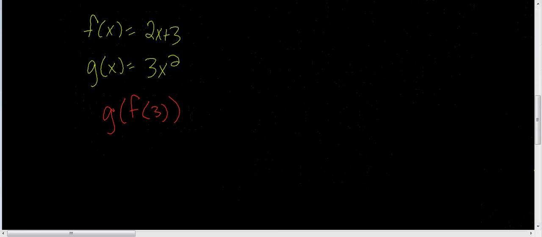Alright, so just as with the other problems, I'm going to start at the innermost function, which is f. So I figure out what f of 3 is worth first. And my function f says that I take 2 times 3, that's what it says to do right there, and then add 3 to it.